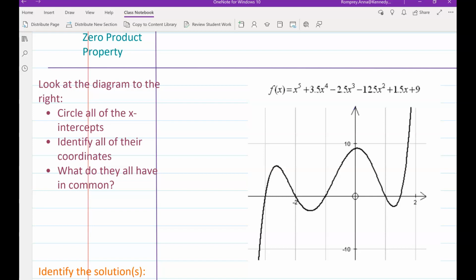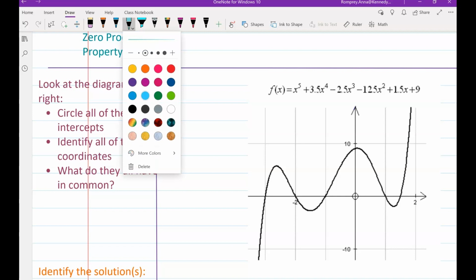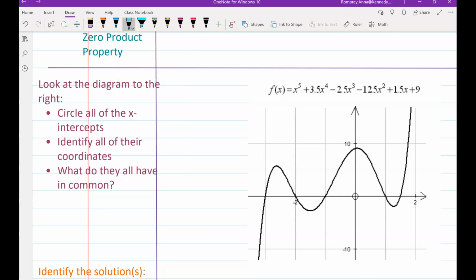So I've given you a diagram to put in your notes and we've got some instructions over here. It says look at the diagram, circle all of the x-intercepts. Okay, so let's circle all of our x-intercepts. Well, what is an x-intercept? Intercept, very similar to intersect. An x-intercept is anything that is on the x-axis.